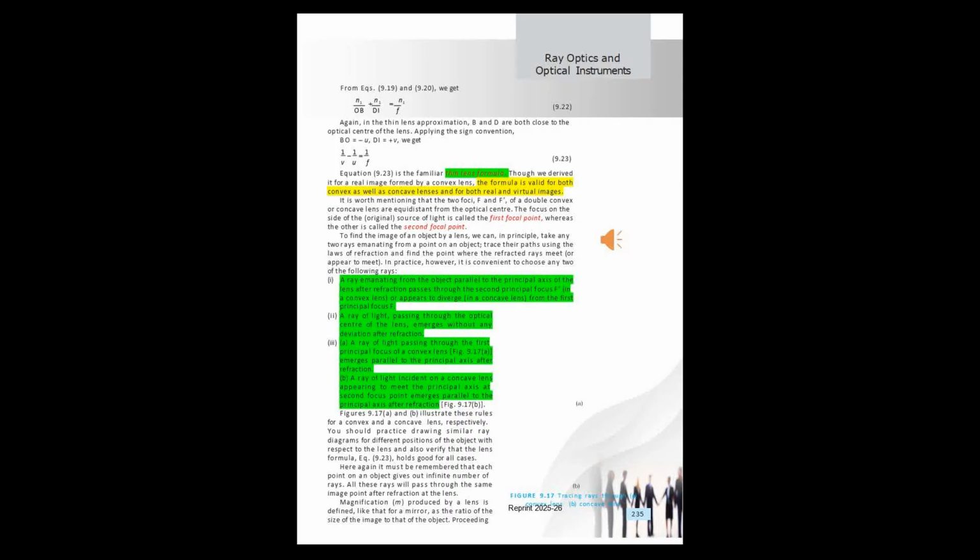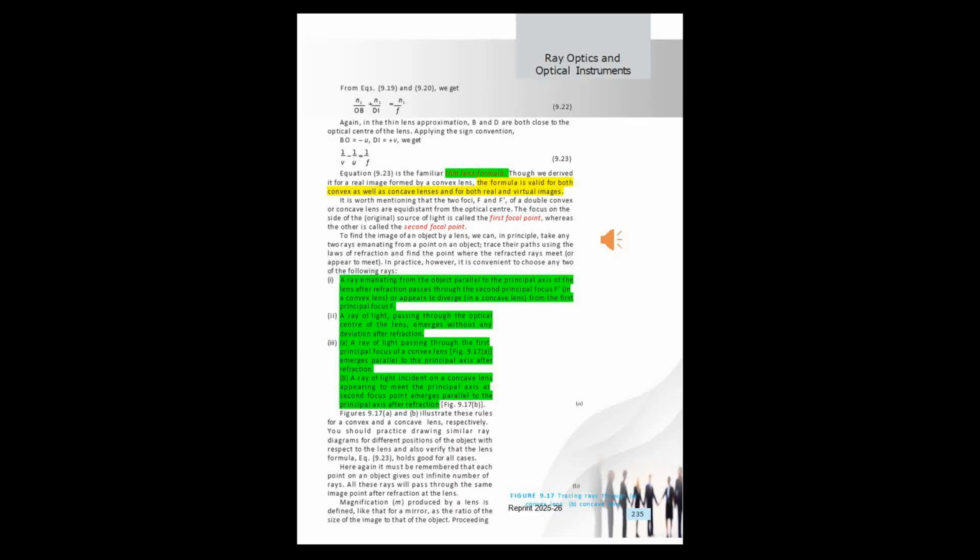It is worth mentioning that the two foci, f and f', of a double convex or concave lens are equidistant from the optical center. The focus on the side of the original source of light is called the first focal point, whereas the other is called the second focal point. To find the image of an object by a lens, we can, in principle, take any two rays emanating from a point on an object, trace their paths using the laws of refraction and find the point where the refracted rays meet, or appear to meet.